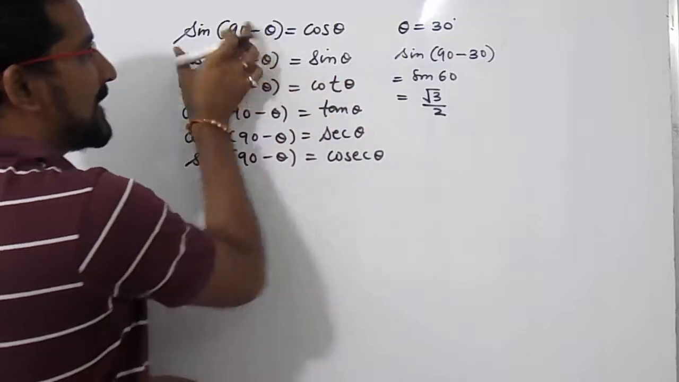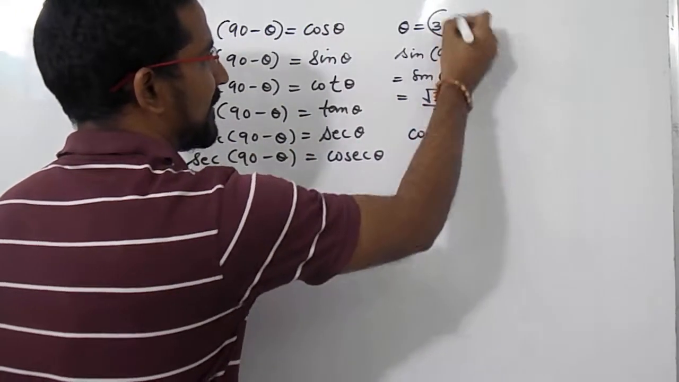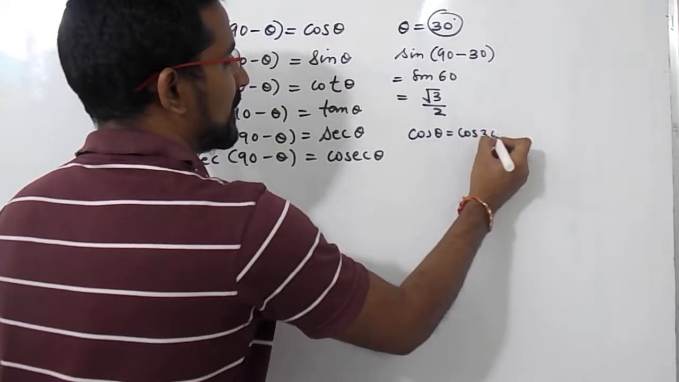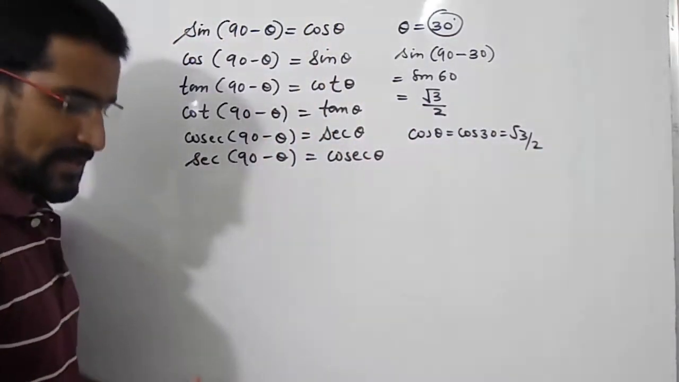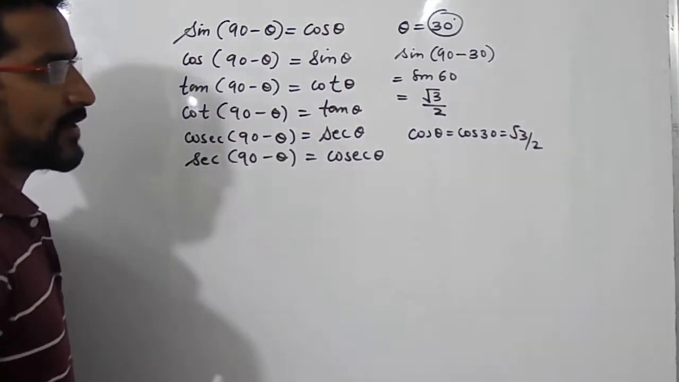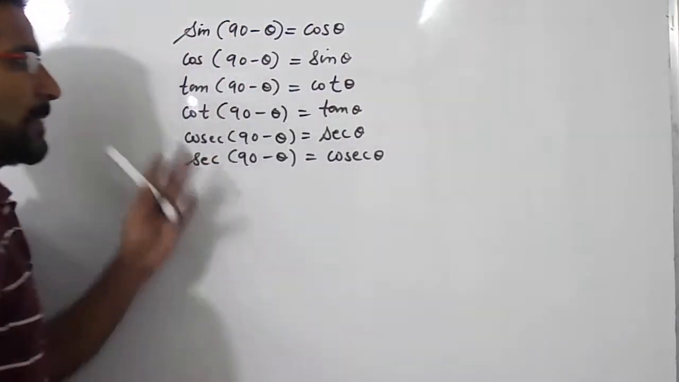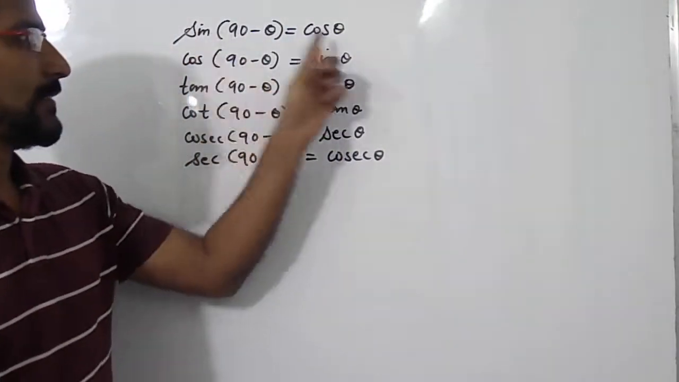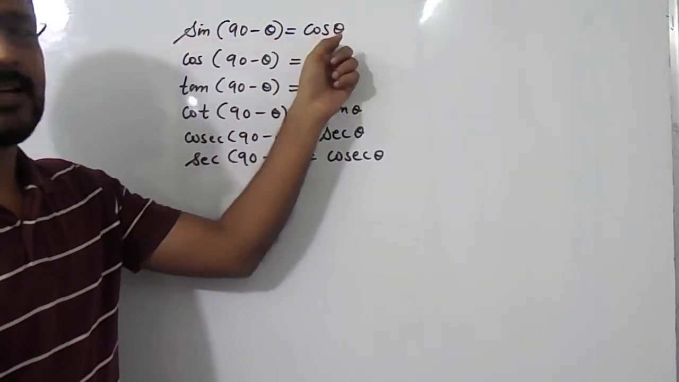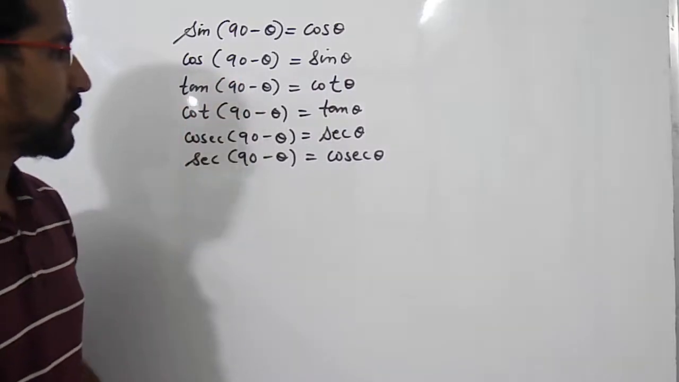So this is the left hand side, and the right hand side is cos theta, and we have taken theta as 30, so what is cos 30? Root 3 by 2. So both the sides are the same. We can prove this by taking a triangle also, so we'll see that later on. But for the next sum you should know this relation, that sin(90 minus theta) is cos theta, cos(90 minus theta) is sin theta, and so on.